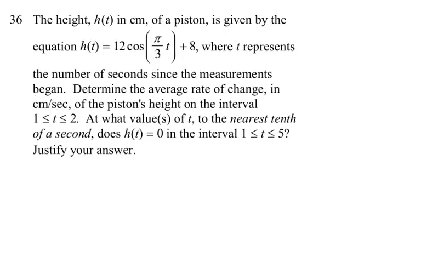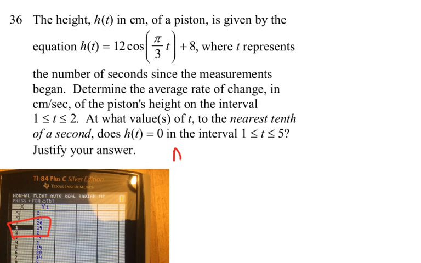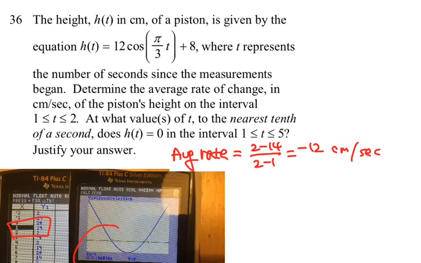All right, let's move on to number 36. Height can be described in this way, where t represents the number of seconds since the measurement began. Here we want to find the average rate. We just look at those expressions and put them into the calculator. So we get 2 and 14, because as you can see, when t was equal to 2, y was equal to 14, and when t was equal to 1, it was the corresponding value. So we get negative 12 centimeters per second.